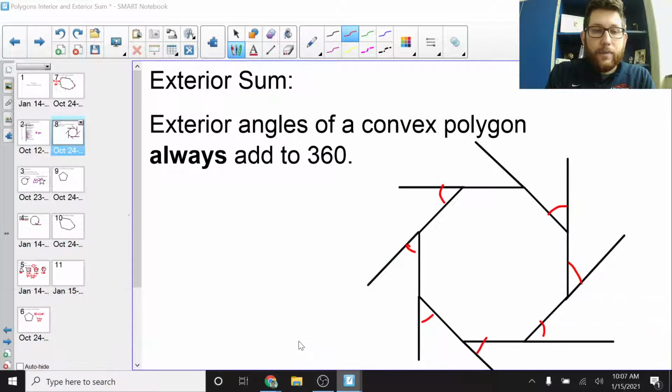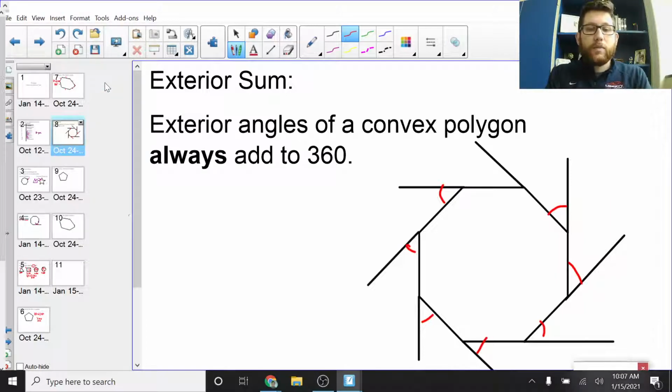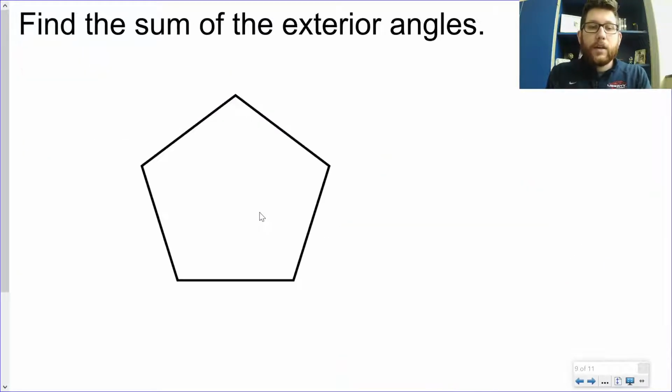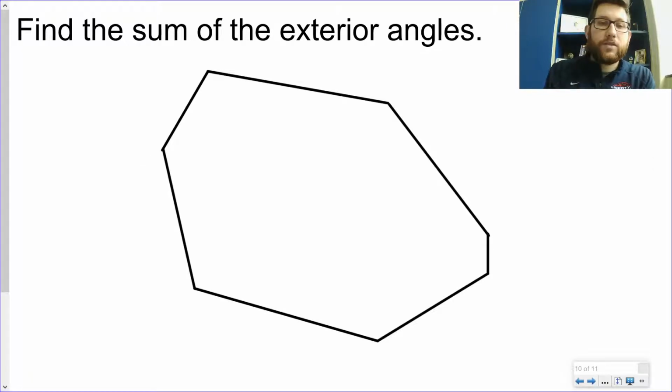I know it's a bit unusual that it does work, but it makes our lives really easy. So let's look at 2 problems. What is the sum of the exterior angles? 360. Done. What's the sum of the exterior angles of a 7-sided polygon? 360. Done. Okay, so the big takeaways, well, really 3 big takeaways.